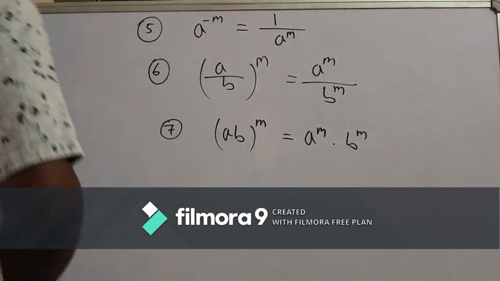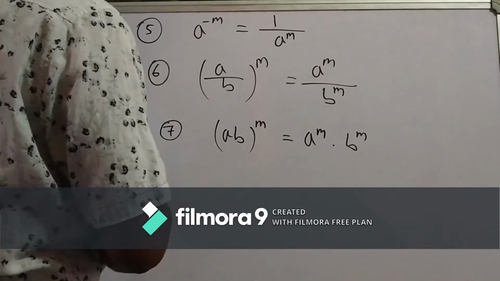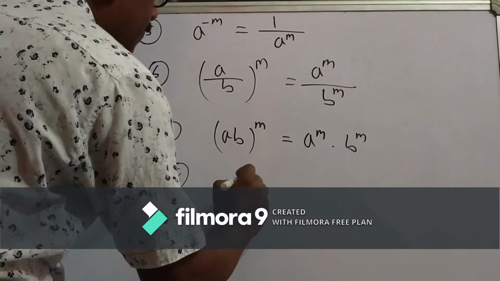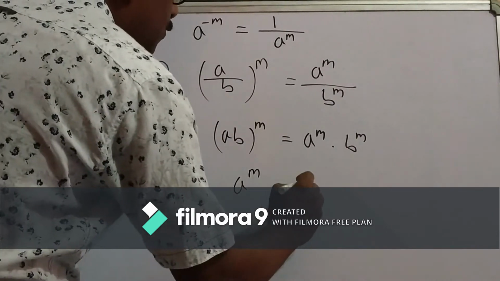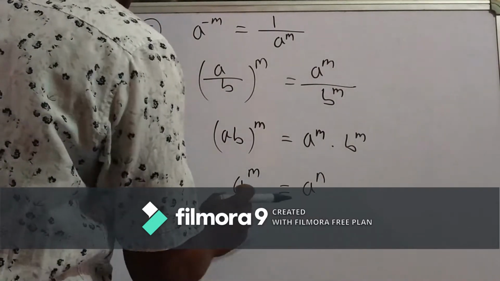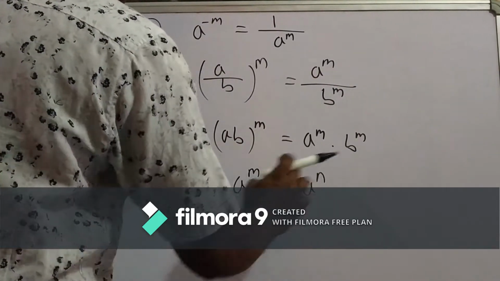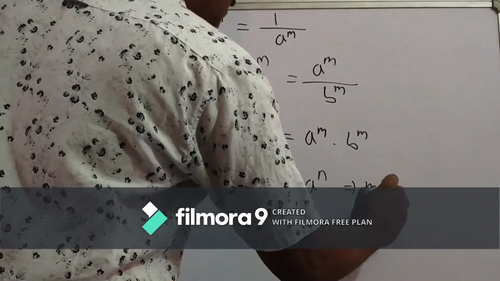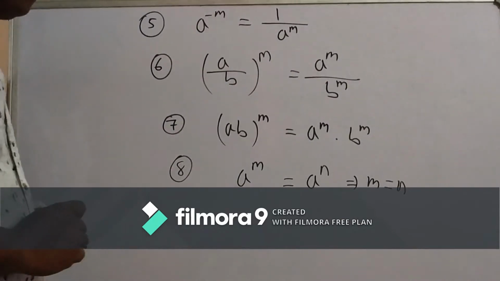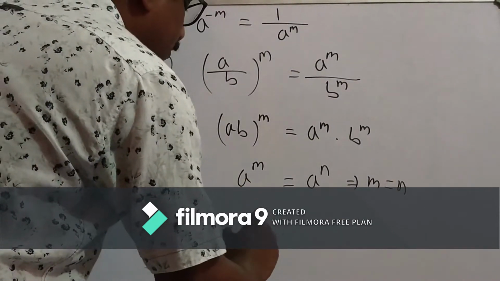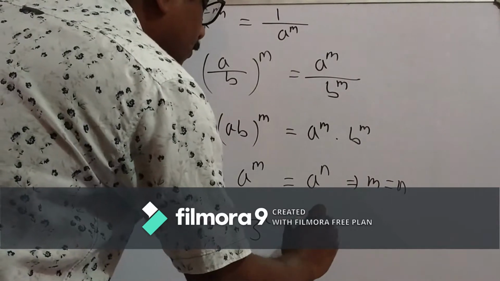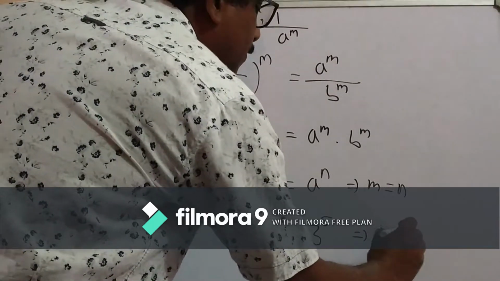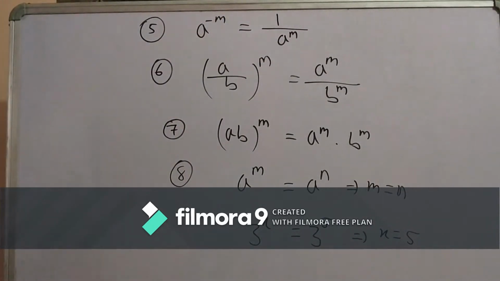Now the eighth formula. Suppose a to the power m is equal to a to the power n. On both sides you see the base is same, a, but the power is not same. If the base is same, it implies m is equal to n. That means the powers are equal. For example, 3 to the power x is equal to 3 to the power 5. So the base is same, 3, so x is equal to 5. This is the eighth formula.